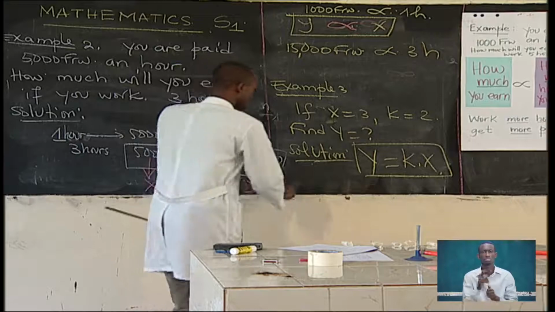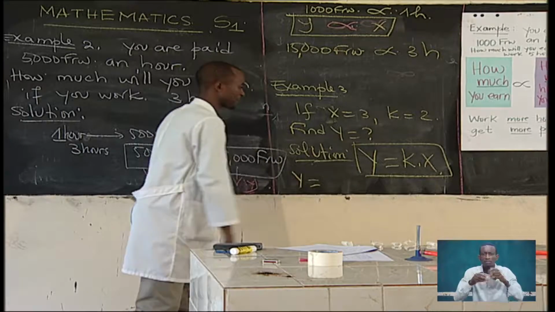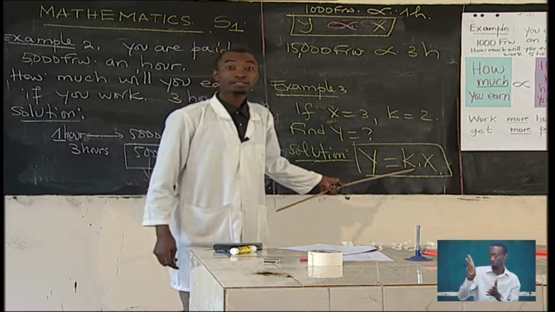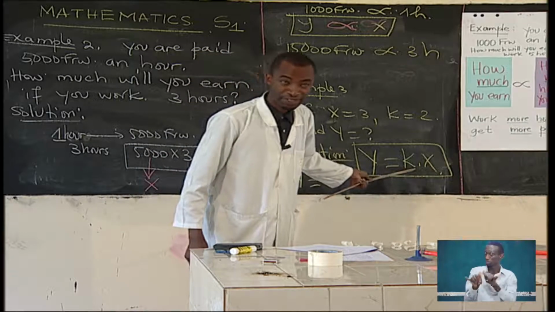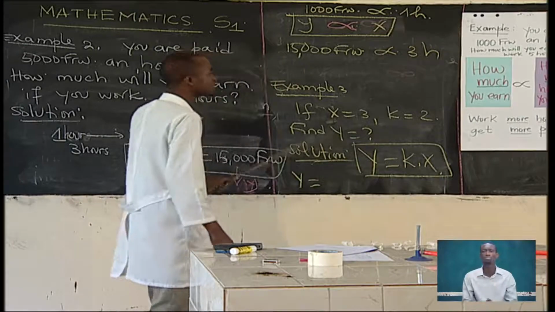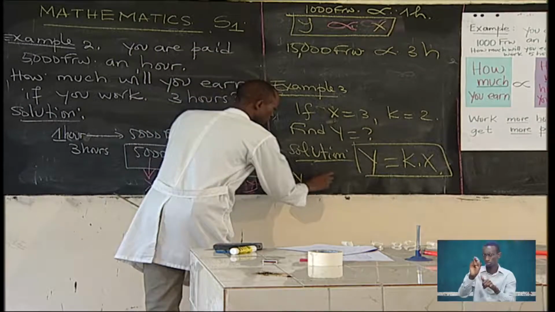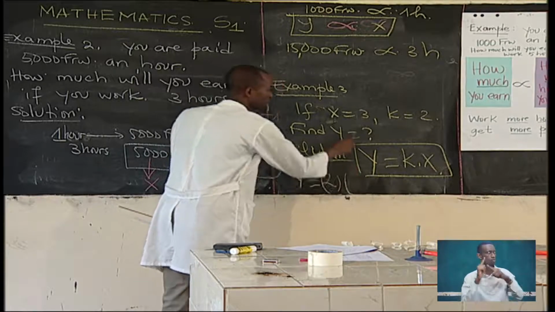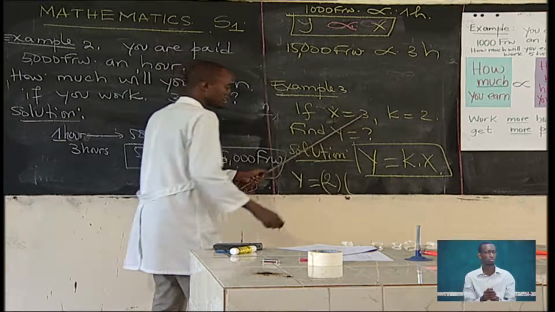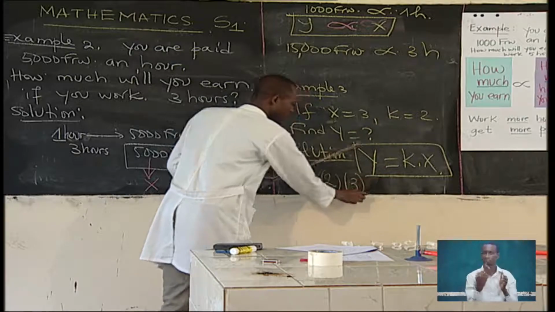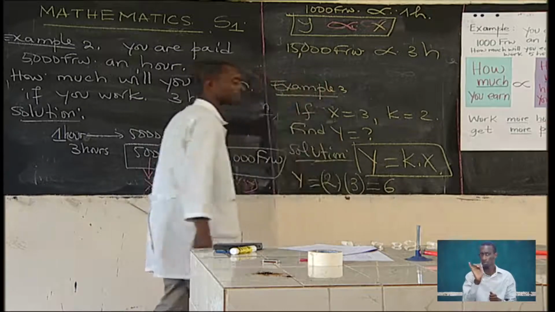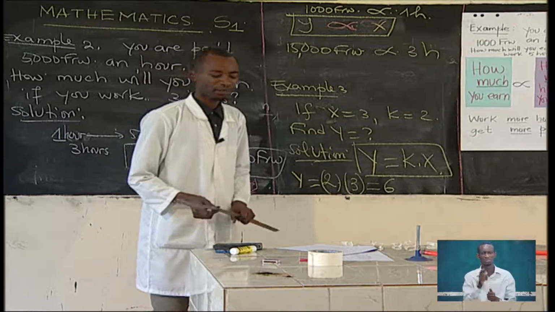So we are asked to find the value of y. And of course, we have the value of k. Remember, this is the constant of proportionality. Do you remember this? I hope so. The constant of proportionality here is equal to 2, and then times the value of x. The value of x is 3. You see? Now, y will be equal to 6. I hope it's very understandable.